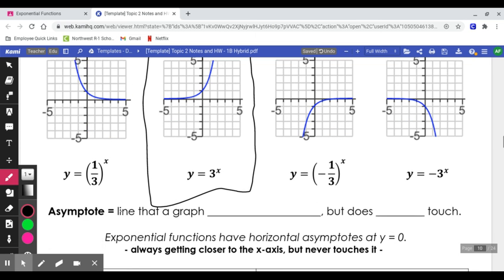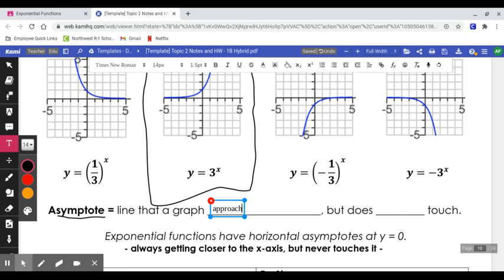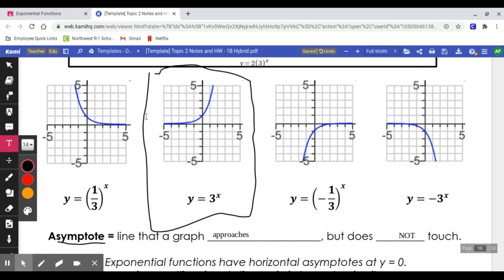But a vocab word I do want to mention is an asymptote. An asymptote is a line that a graph approaches but does not touch. What I mean by that, if we look at our graph up here, the second one, it gets really, really close to this x-axis, but it never touches it. So this x-axis is an asymptote. It will approach this x-axis, but never touch it.